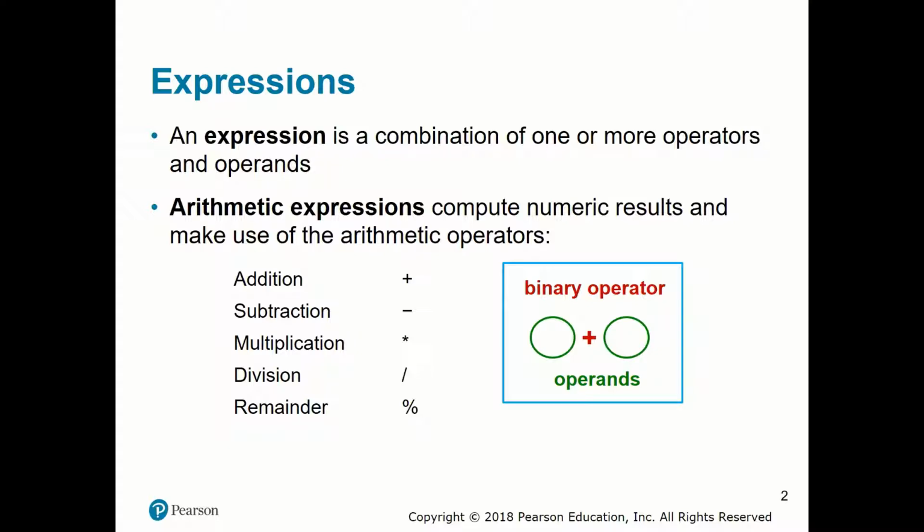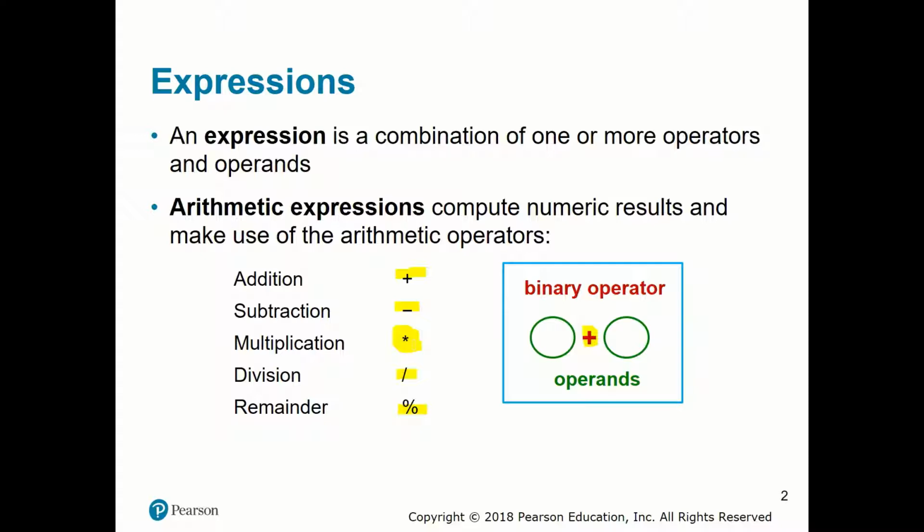Those operators are addition, subtraction, multiplication, division and the remainder. All of them are binary operators. Binary operators have two operands like this. In coding, the multiplication symbol is a star. So if you want to multiply something, use star as a symbol.